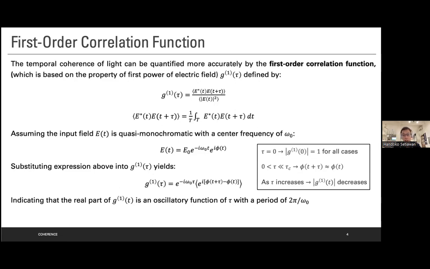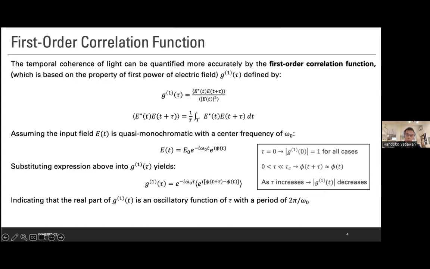And when tau, or the time difference, is between 0 and tau c, we can see that the phase phi of t plus tau will be approximately equal to phi of t itself, as in the definition of the coherence time. It is a property describing that as long as the light is still within the coherence time duration, the light will stay in phase, basically. It will preserve a constant phase. And of course, as tau increases, as the time delay goes even higher, G will eventually decrease a lot, which eventually leads to phi of t plus tau being completely unrelated to phi of t itself.